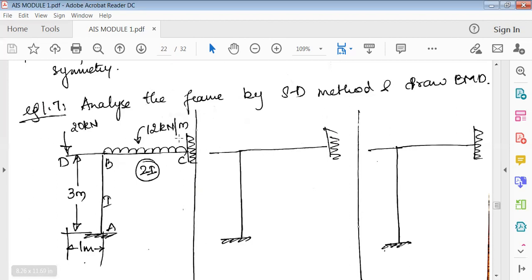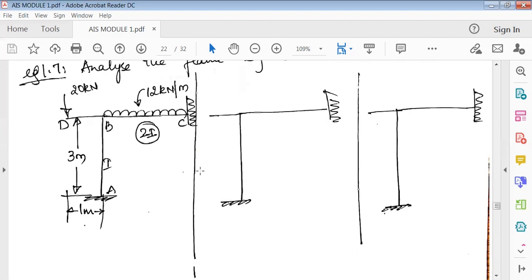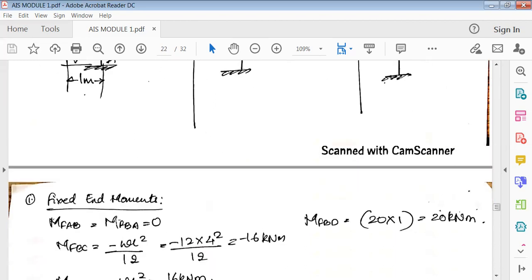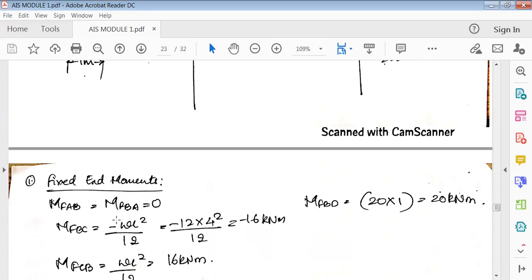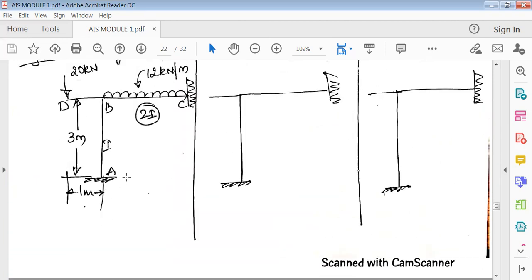So just by seeing the frame you can analyze whether it is a sway or non-sway. Right now there is no movement happening here, so it is a non-sway frame. So it looks like this. It's a column and beam which is fixed, and this is an overhang. All the distances are given here, AB, BC. BC I think is not given, so BC is 4. This length is 4 meter.